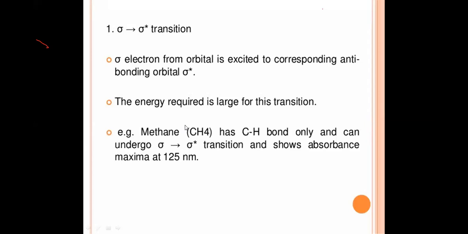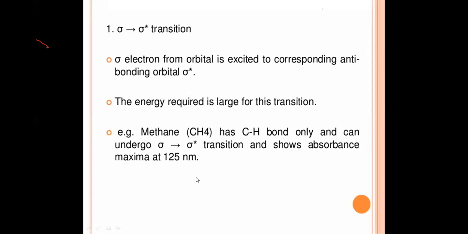Okay. So methane is an example where the CH bond involves sigma electrons, and it shows the sigma to sigma star type of transitions. That's why it requires more energy to excite the electrons from the sigma bond to its antibonding orbital, because sigma bonding is a strong one. The orbitals are formed by axial overlapping, so it requires more energy.